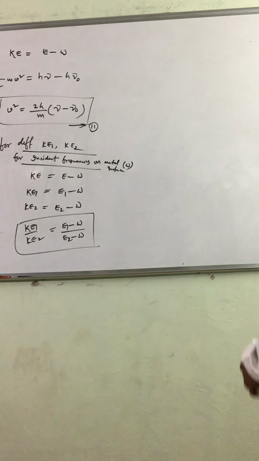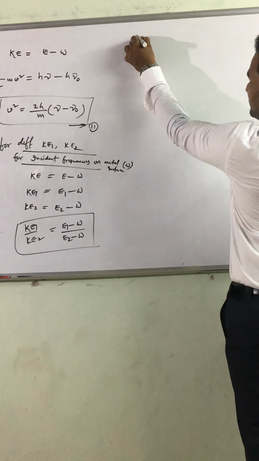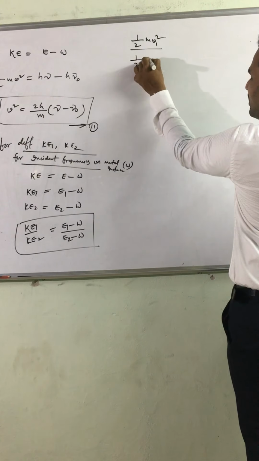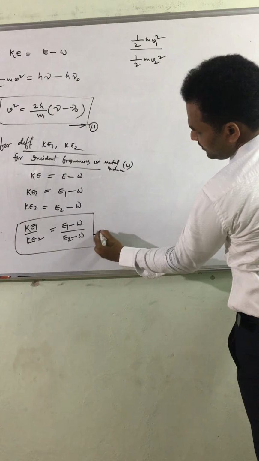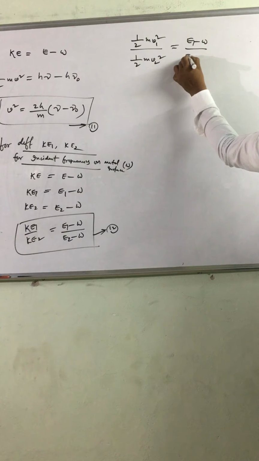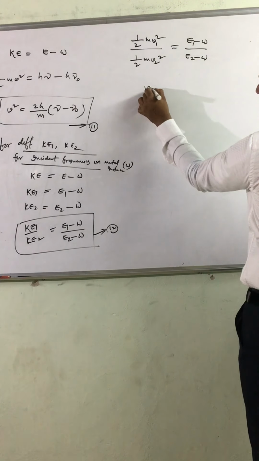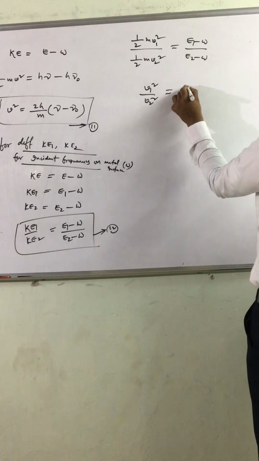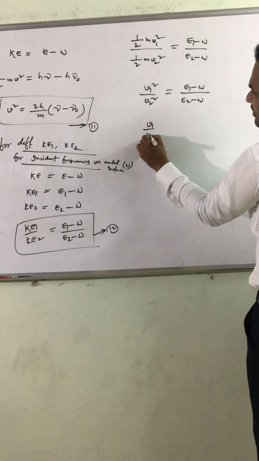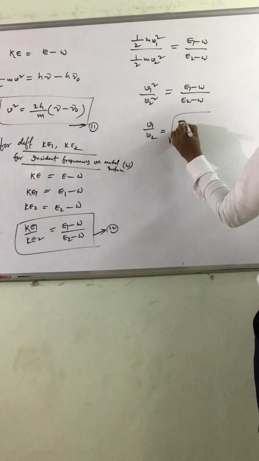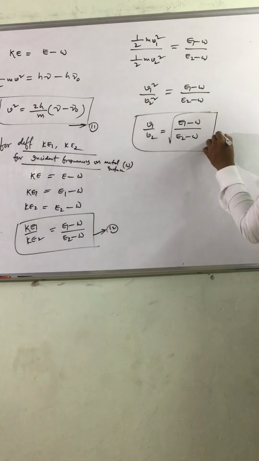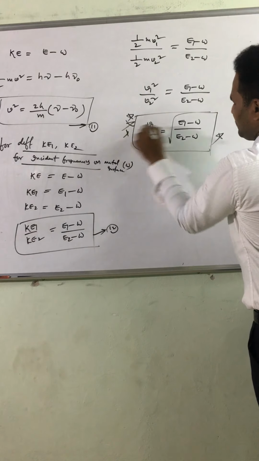Ratio of kinetic energies. But KE is equal to half mv squared. Half mv1 squared is equal to half mv2 squared, which is equal to (E1 minus W) by (E2 minus W). So v1 squared by v2 squared is equal to (E1 minus W) by (E2 minus W). v1 by v2 is equal to root over (E1 minus W) by (E2 minus W). This is very, very important for JEE.